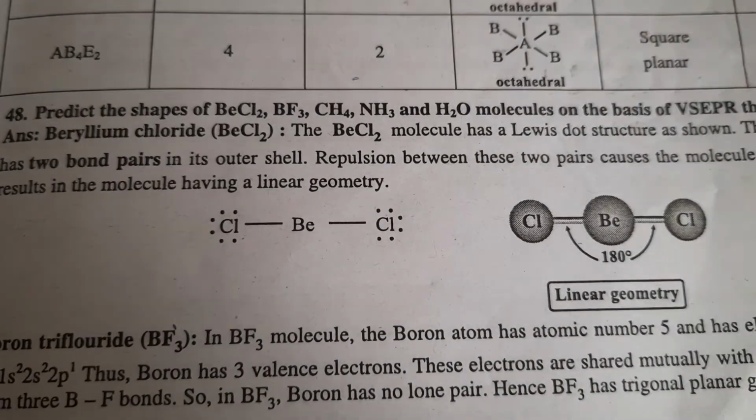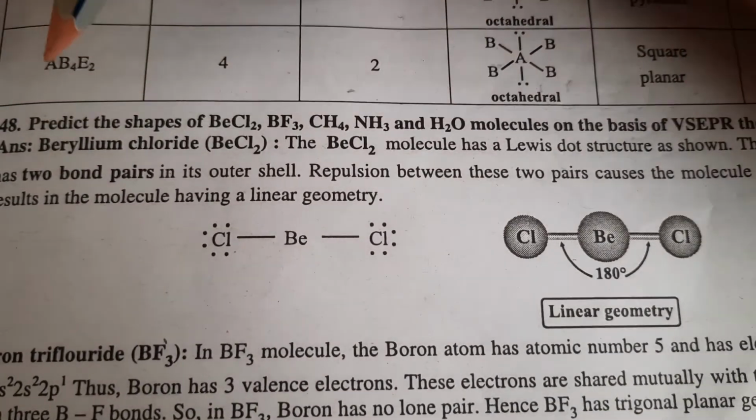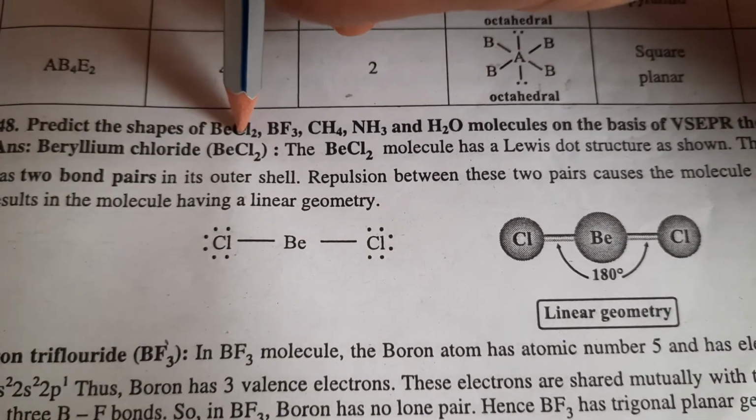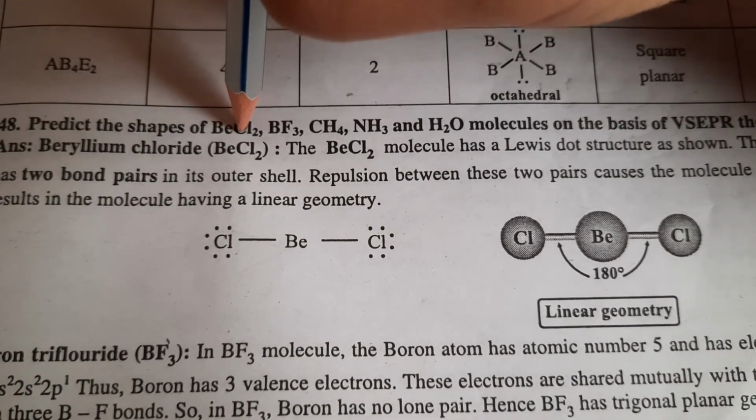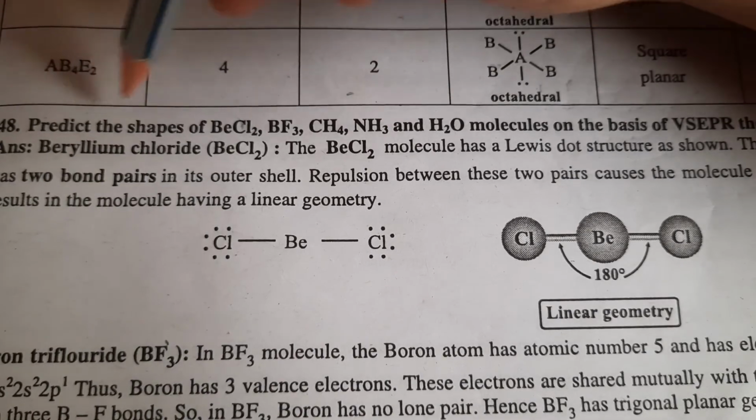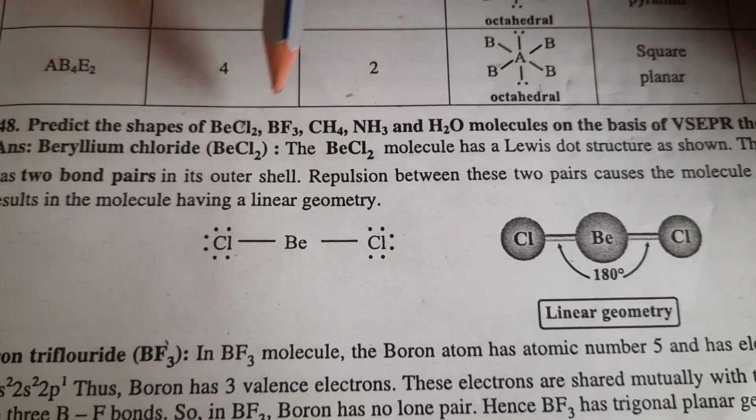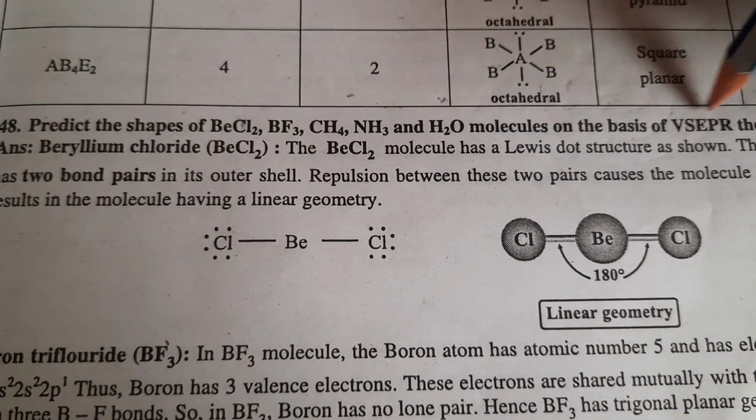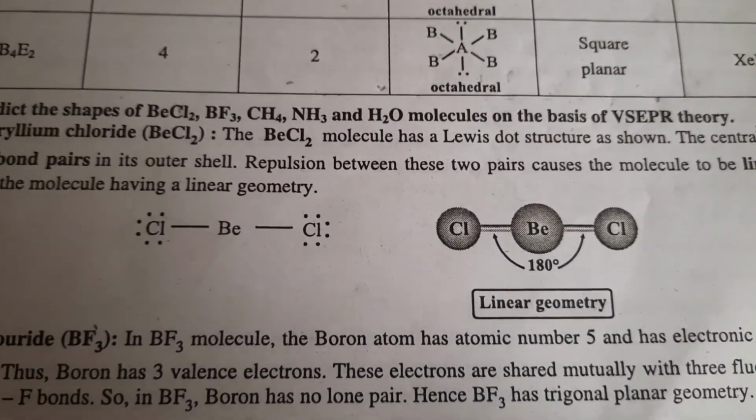Dear students, do concentrate on this question. This is the most important question. On the basis of this one, 100% you are going to get a question for 2 to 3 marks. That is, predict the shapes of beryllium chloride, BF3, CH4, NH3 and water molecule on the basis of VSEPR theory.